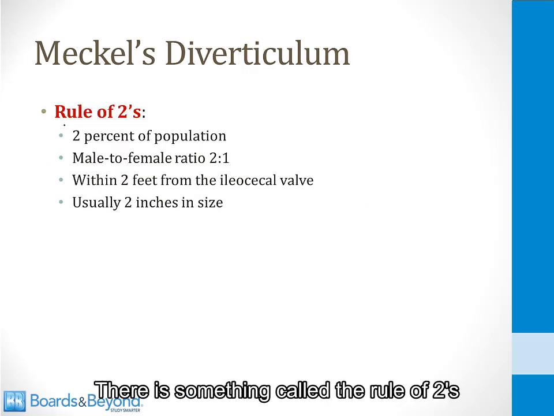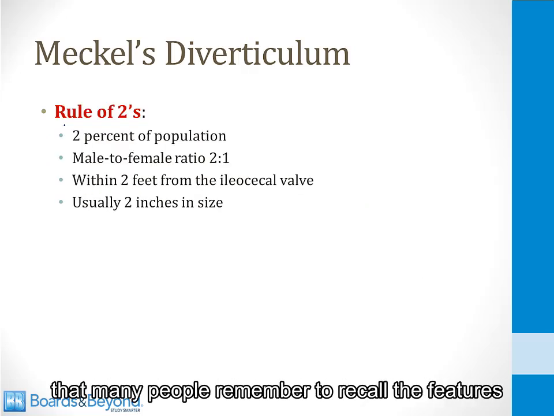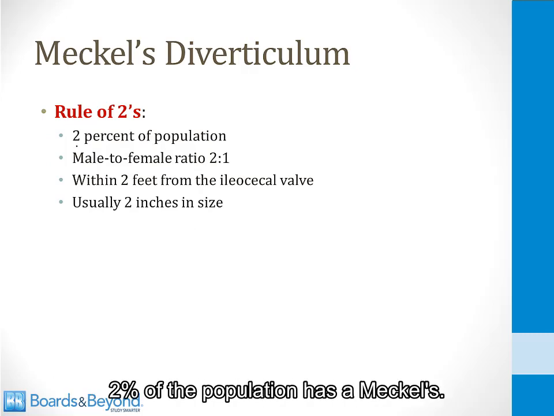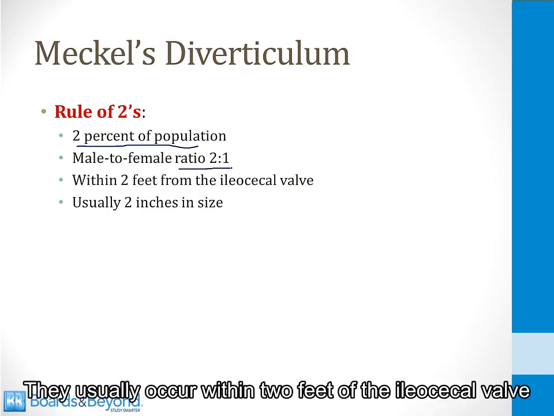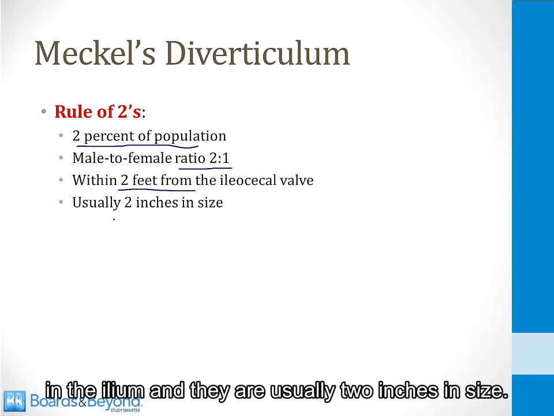There is something called the rule of twos that many people remember to recall the features of a Meckel's diverticulum. 2% of the population has a Meckel's. The male to female ratio is 2 to 1. They usually occur within 2 feet of the ileocecal valve in the ileum, and they are usually 2 inches in size.